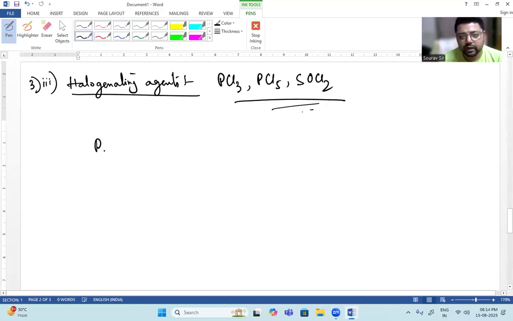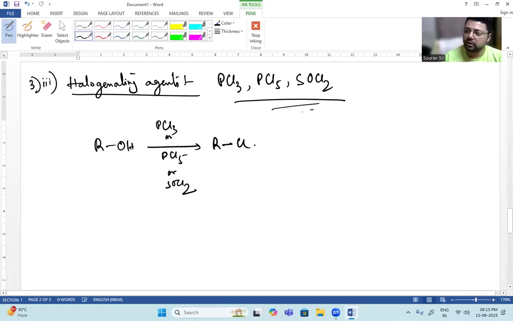So whenever you are adding ROH and you add PCl3 or PCl5 or SOCl2, we will be getting RCl. Instead of PCl3 and PCl5, we can use PBr3 and PBr5. That can also be good, but SOBr2 will not be good enough because it is not very stable. PI3 and PI5 can also give you the iodoalkanes.